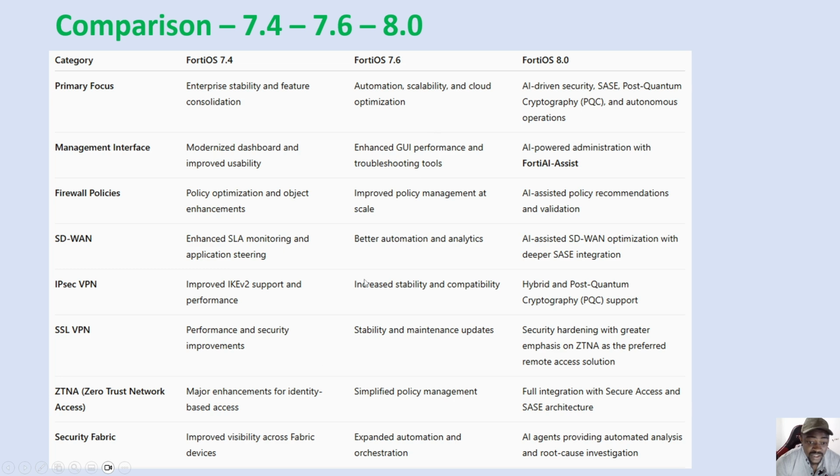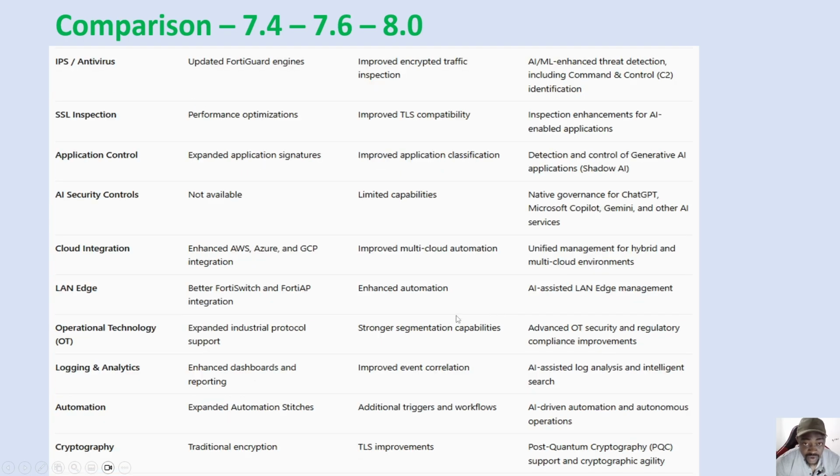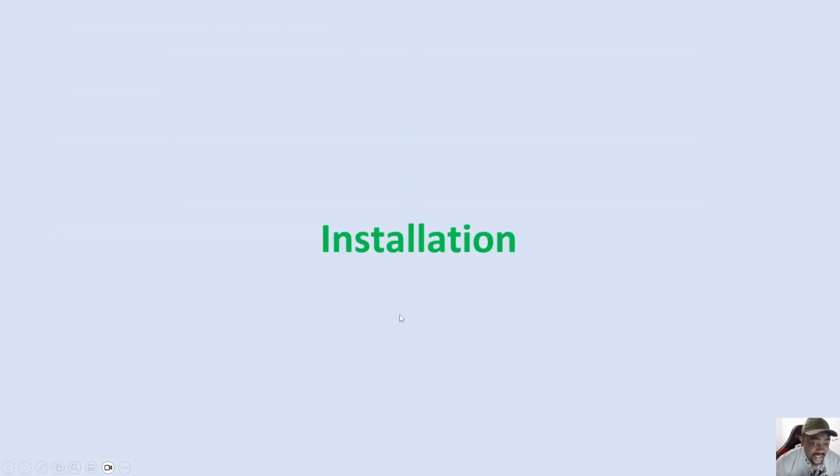I just wanted to bring this out so that you can have a simplified overview of the features that were available on 7.4, the enhancements brought on 7.6, and the new features you will get on 8.0. So now, without wasting time, let's go directly and proceed with the installation and deployment of the new FortiOS 8.0, and we'll also do a walkthrough to see what the new features are and what changes are available.